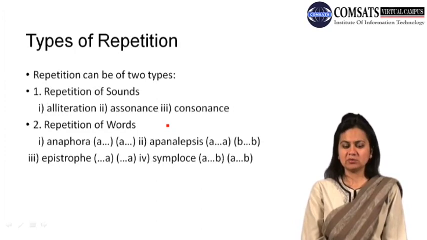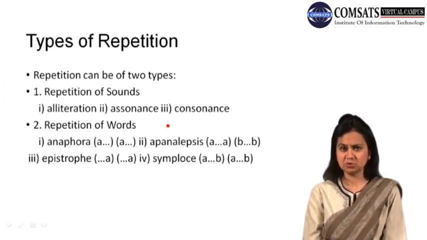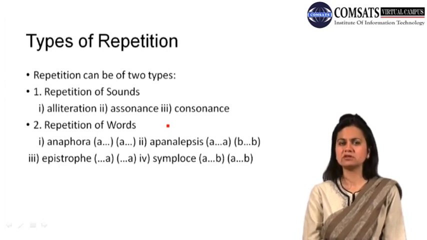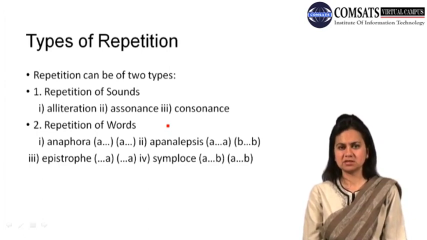Now, what are the major types of different repetitions? Because within the heading of schemes, we will look at the verbal repetitions or the repetitions of sounds as well. Now, devices of repetition or the schemes which reveal repetition can be of two types. The first type is the repetition of sound, and the second type is the repetition of words.